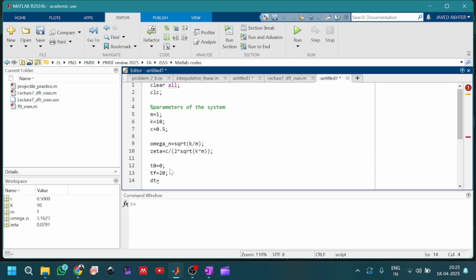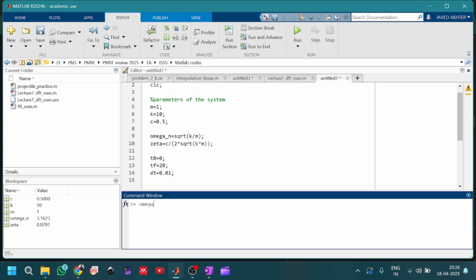So in one cycle, it is completing one cycle in around 0.5 seconds. So we have to make dt less than at least 0.25. So let us make it 0.01. So that is the Nyquist theorem. So you have to be careful about what your dt is. From omega n, you can look at what is the natural radial frequency of your system. So it will be 2 pi, so that will be around 0.5. So the Nyquist theorem says that your dt should be less than 0.25. So let us consider it to be 0.01.